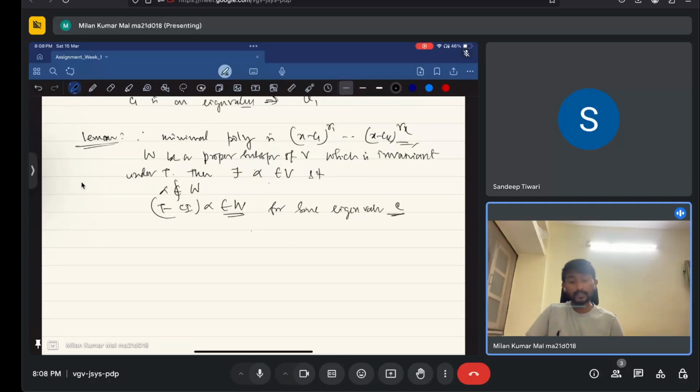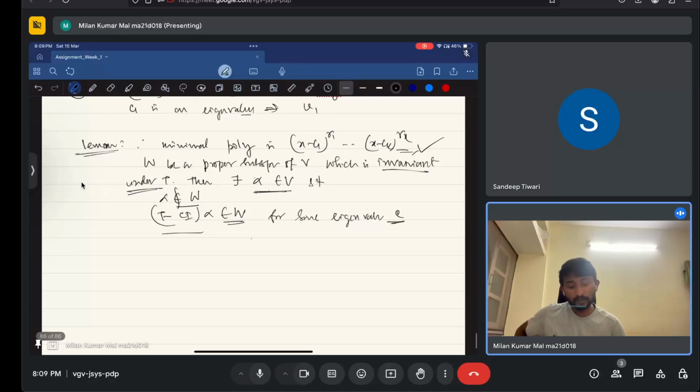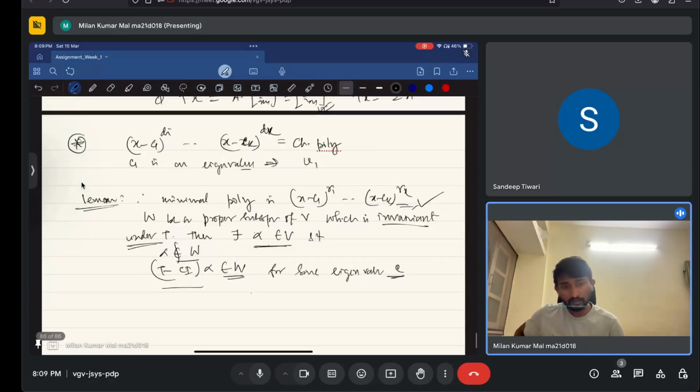What it is saying: T is a linear operator from the vector space V to V, and this is the minimal polynomial. The characteristic polynomial is that way, and then the minimal polynomial will be only this way. Now W is a proper subspace of V which is invariant under T. Then there exists a vector alpha in V which is not in W, but after applying T minus c, the result is in W. This will be used. Now, how do we use this lemma?